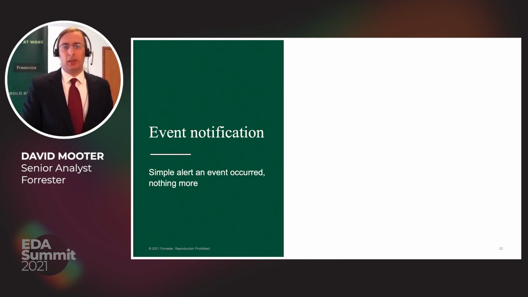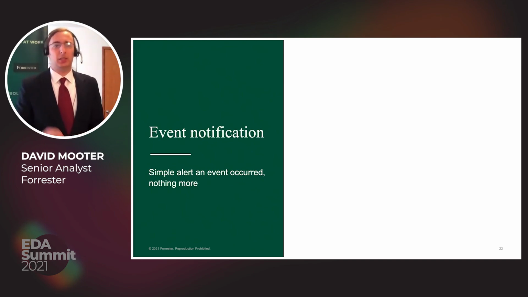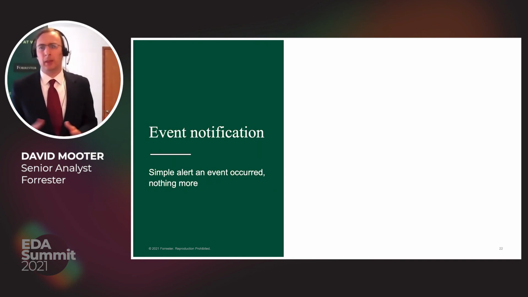The second pattern is event notification. This is a simple alert that an event occurred, nothing more. Some high-level metadata. So the insurance example may be the policy number, timestamp, and was it a renewal or a policy change, something like that, but nothing more.